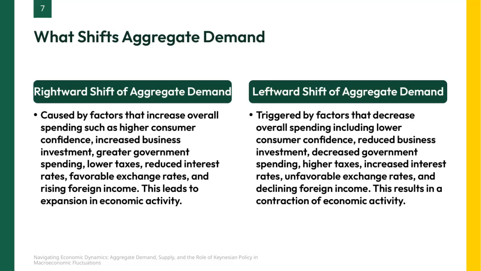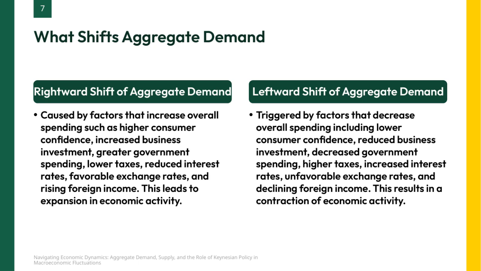Here, we're looking at the key factors that cause aggregate demand to shift either to the right or to the left. On the left side, we see a rightward shift of aggregate demand, which happens when overall spending in the economy increases. This can be driven by higher consumer confidence, meaning people feel optimistic and are more willing to spend. It also includes more business investment, greater government spending, lower taxes that leave consumers with more disposable income, and reduced interest rates that make borrowing cheaper.